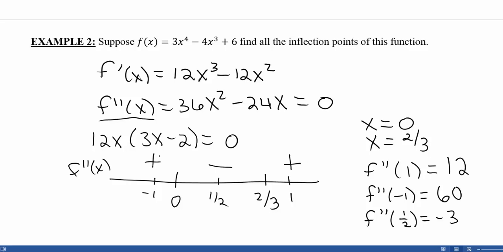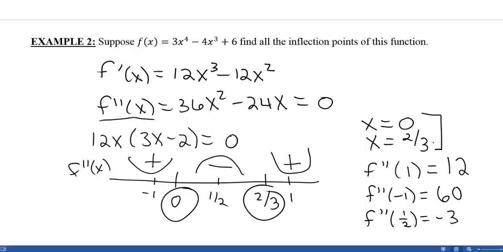So I can see that my concavity is changing from concave up to concave down to concave up. That means that both 0 and 2/3 are inflection points.